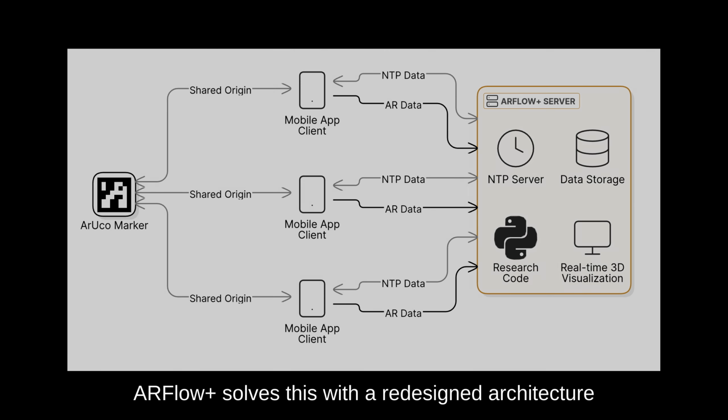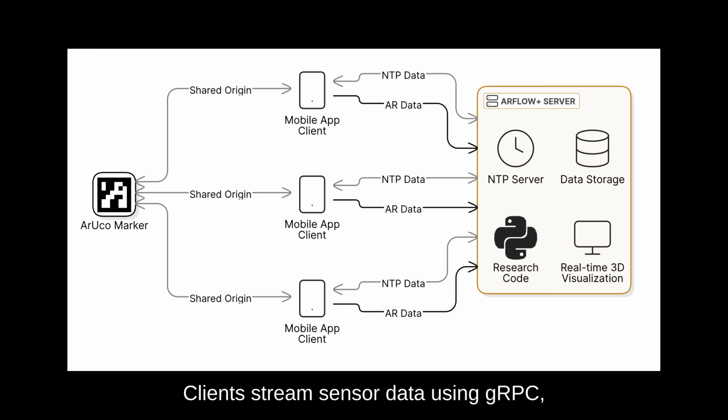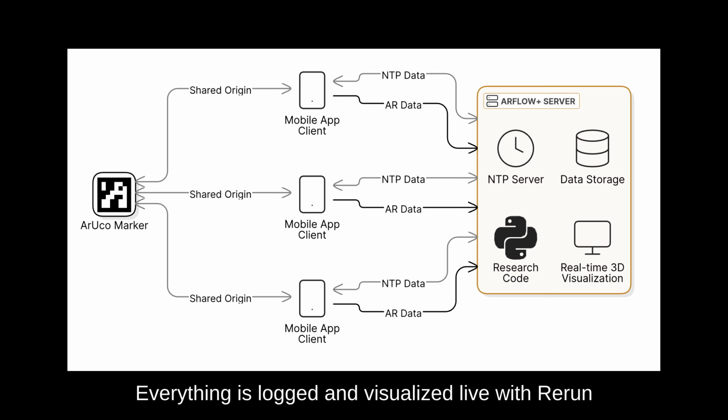ARFlow Plus solves this with a redesigned architecture. Clients stream sensor data using gRPC, synchronized via Network Time Protocol, and spatially aligned using ARFlow markers. Everything is logged and visualized live with Rerun.